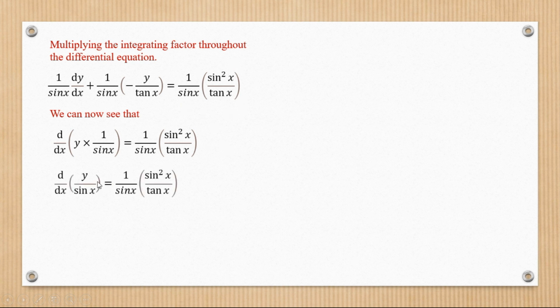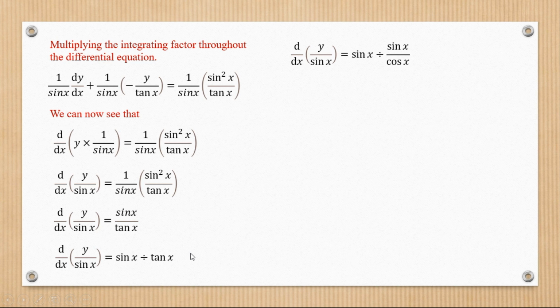This is what we'll end up having: y over sine x being equal to 1 over sine x times sine squared x over tan x. You can already see that this and this reduce and we'll be left with sine x over tan x. So the value on the right hand side is the same as sine x divided by tan x, but remember tan x represents sine x over cos x.